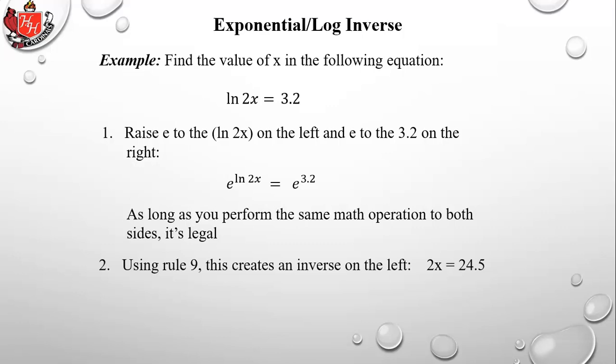Okay, using rule 9, this creates an inverse on the left. So e raised to the ln 2x is simply going to be 2x. And e raised to the 3.2 power, you simply do that on your calculator, and we'll show you how to do that, and that's going to be 24.5. Now you divide both sides by 2, and that gives you x equals 12.25.